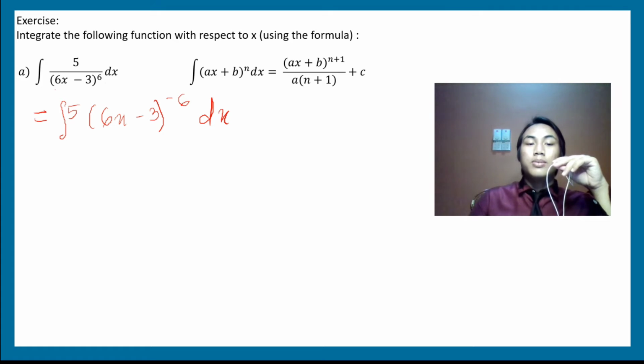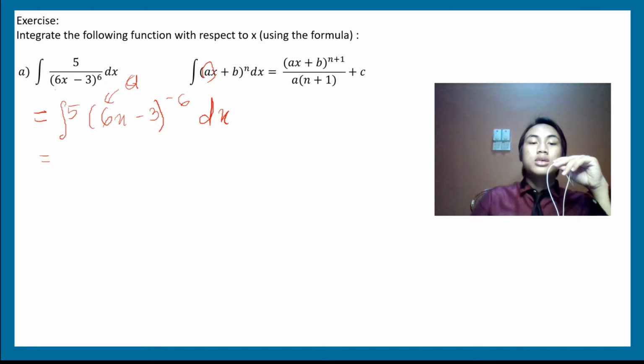So the new integrations is quite similar to our formula, right? So how to do it. Okay, first thing first, we have to identify what is our A. Okay, what is our A? Our A is 6.